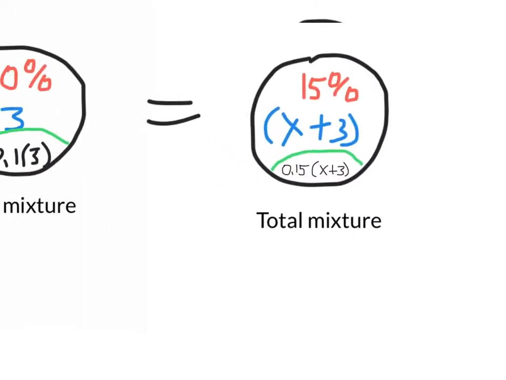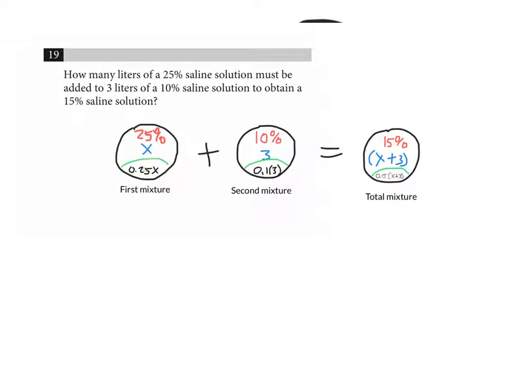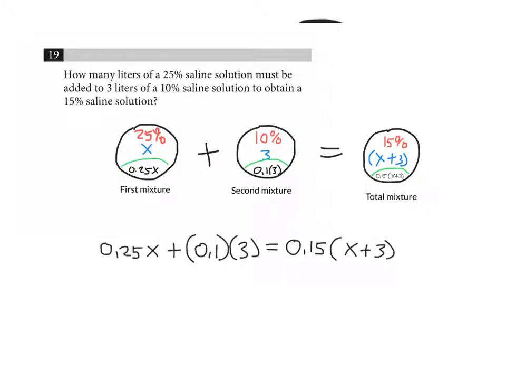All right, so that really shows it's this bottom part that shows what the equation is going to be. So that's going to be 0.25x plus 0.1, I'll put that in parentheses too, times 3, which we'll work out later. And that's going to be 0.15 times X plus 3. Now here's the thing. We could totally just be like 0.1 times 3 and figure all that out and distribute this. But to me, I don't like decimals.